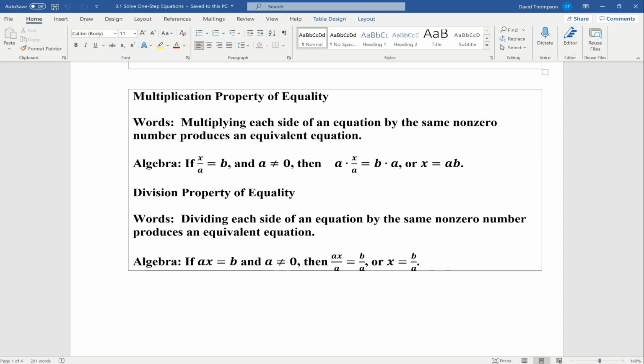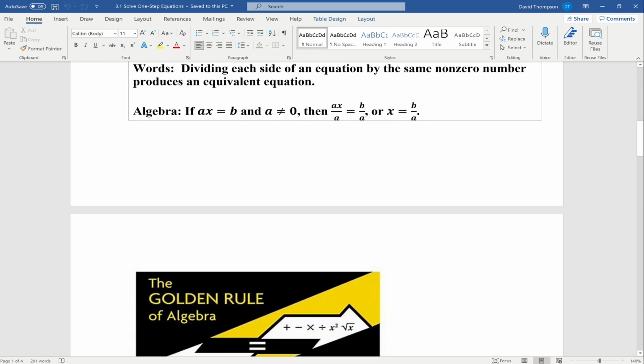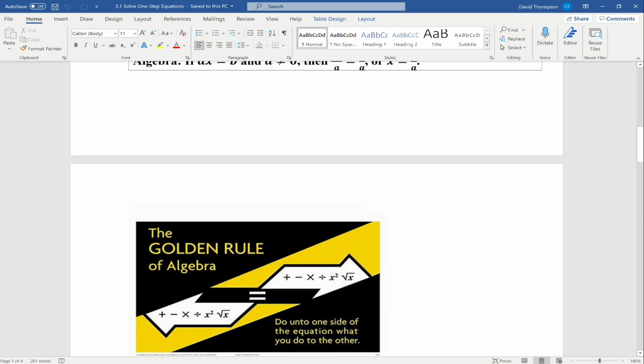The division property of equality. Dividing each side of an equation by the same non-zero number produces an equivalent equation. In algebra, we say if a times x equals b, and a does not equal 0, then ax divided by a equals b divided by a, or x equals b divided by a. In general, the golden rule of algebra says do unto one side of the equation what you do to the other.